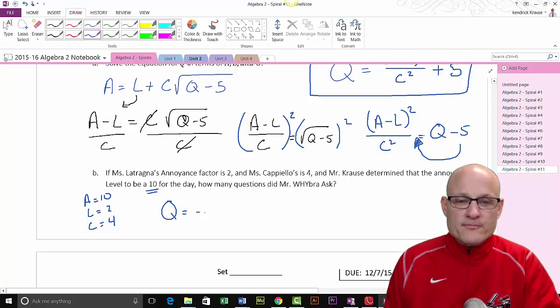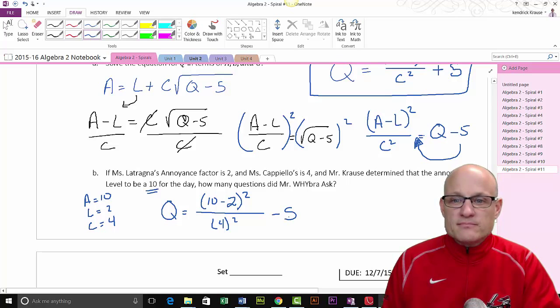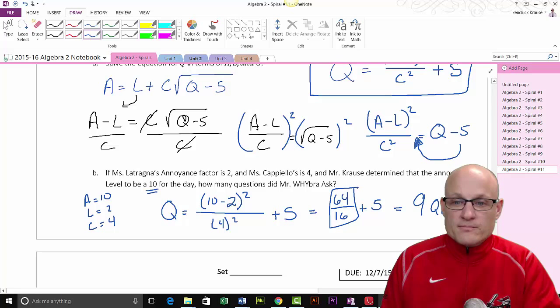So Q equals the annoyance factor, which is 10, minus Latrogna, which was 2, squared, all over Cappiello, which is 4 squared, plus 5. So this turns out to be 8 squared is 64 over 16 plus 5. 64 over 16 is 4, so this turns out to be 9 questions.